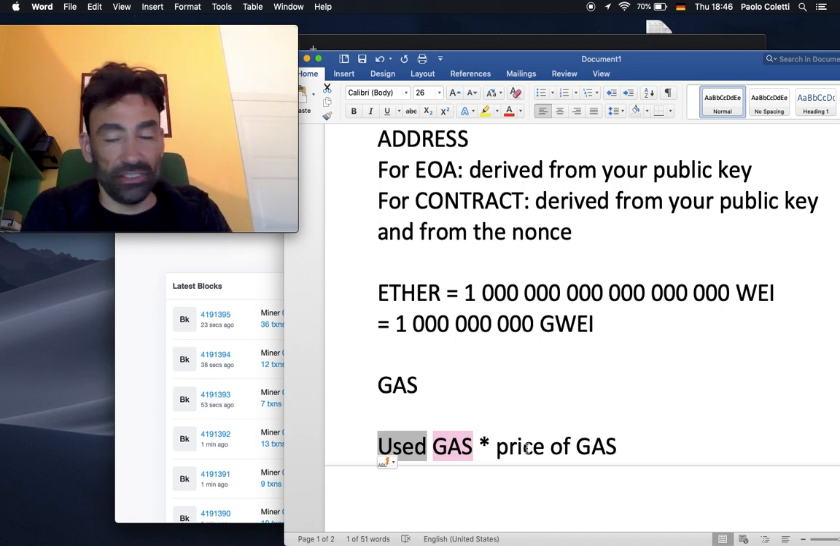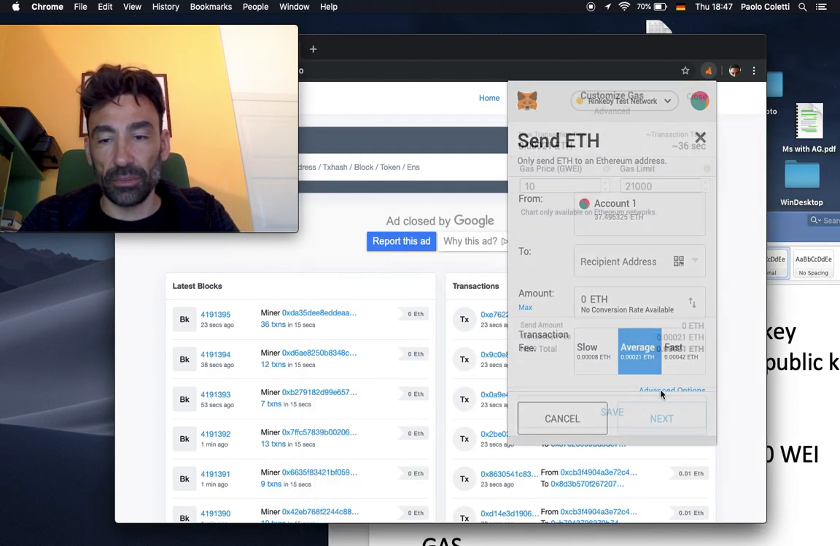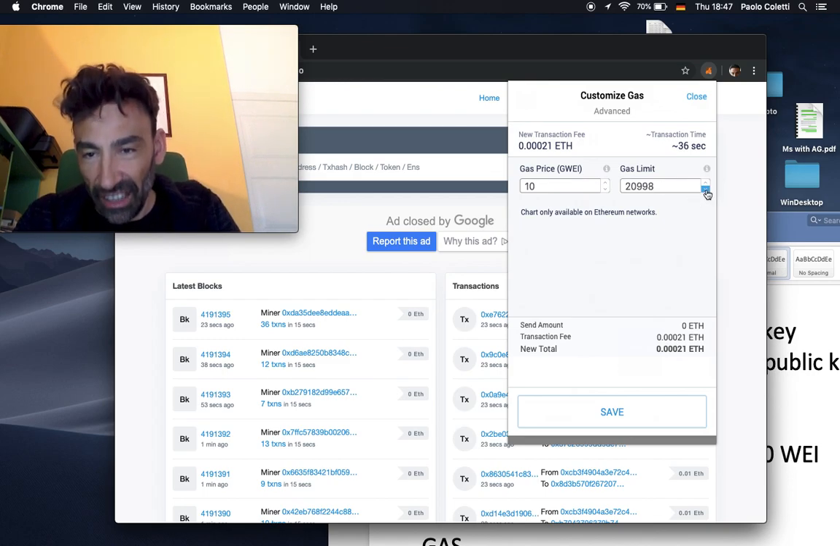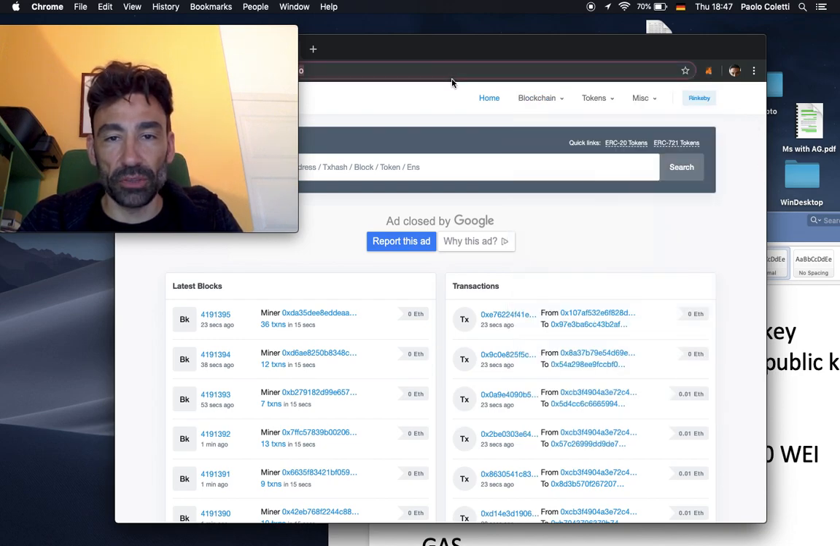Remember that if the maximum amount of gas is too small, so for example, if now I try to make a transaction here, advanced options, putting a gas limit smaller than 21,000, the transaction will fail. I can't even do it because the wallet knows it. The transaction will fail, and I will pay the gas anyway. Okay, that's it. There is a website which may be useful.